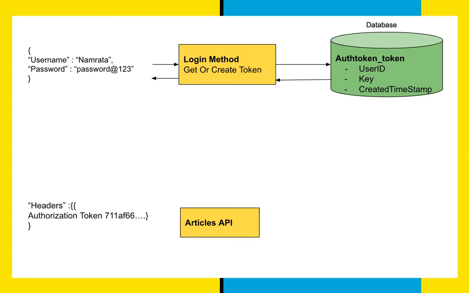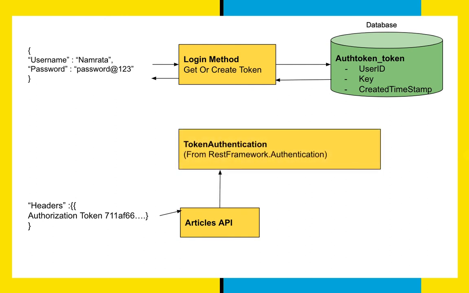Now users can use the token in the header of the post or get API. The article API first authenticates the token using the token authentication class from rest_framework.authentication. This class checks whether the provided token is valid or not and returns the corresponding user's ID back to the article API. Here the problem is we do not check the timestamp of the token. This token could be 1 year old, and in between it could get compromised. So it is a good idea to expire and renew this token periodically.